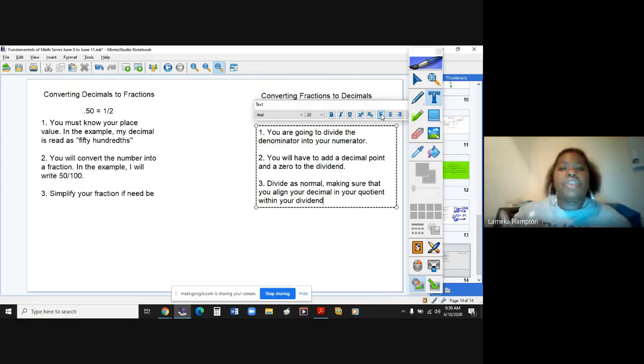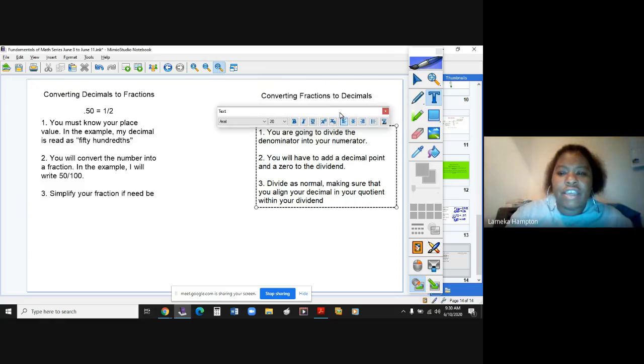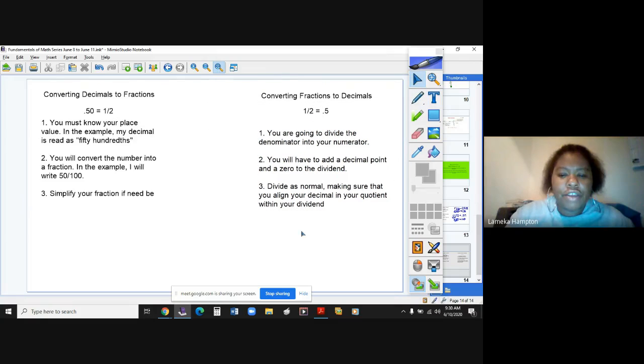Now I'm going to show you exactly what that looks like. All right, so now I'm going to do some writing. All right, so I have my fraction. I have 1/2. Remember, 1 is my numerator or my top number. 2 is my denominator or my bottom number. Now, as it relates to divisors and dividends, 2 would be my divisor and 1 would be my dividend.